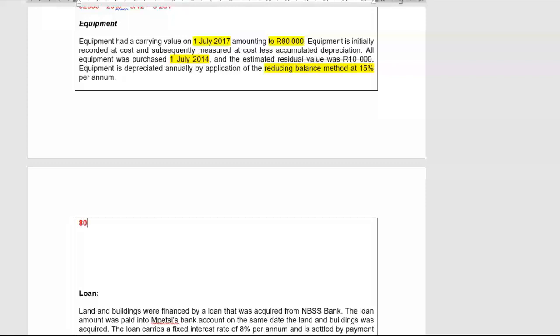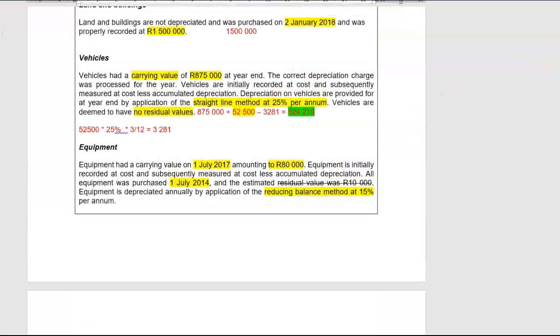So 80,000 carrying value at the beginning of the year. What is going to be our depreciation? It's going to be 15% on that amount, and that gives us 12,000 Rand. So 80,000 less 12,000 Rand is going to be our carrying value of this asset at the end of the year of 68,000 Rand. So at the end of the year, for equipment, it's going to be 68,000 Rand.